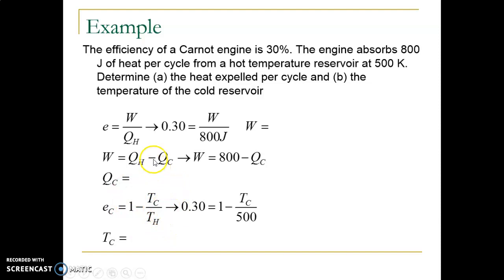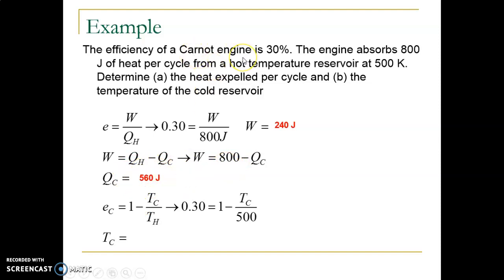Now, efficiency is work over Q hot, or Q high, or Q absorbed. Right? They told us the efficiency is 30, so that's 0.3. The absorbed heat is 800. That's that hot side. Work done, 240 joules. Now work done is Q hot minus Q cold. So here we go. If we know the work done, we just found, and we know Q hot, we can solve for Q cold. And thankfully we should get something that's less than 800 for our Q cold.